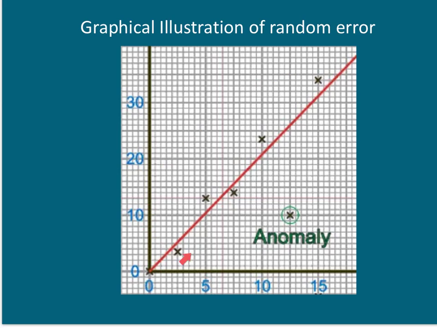Here is a graph illustrating random error. These crosses here are the plotted points. This red line is a line of best fit, and you can see that these plotted points are scattered about this line of best fit. And so this type of error is called random error. You also notice this point here is the odd one out. It's called an anomaly. We just ignore that.